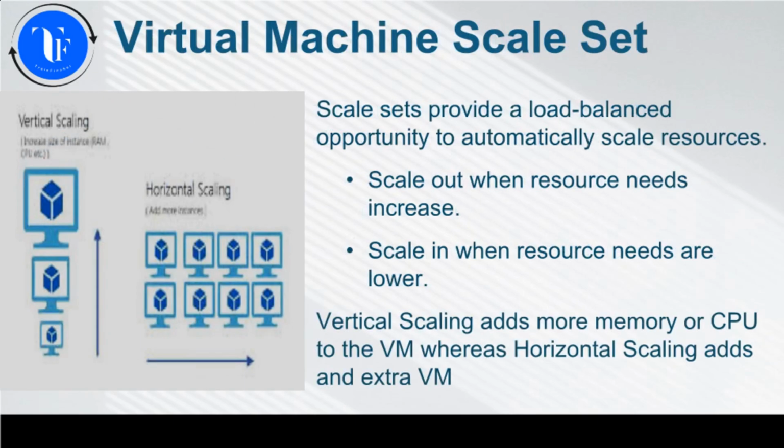Virtual machine scale sets provide a load-balanced opportunity to automatically scale resources. Scale out when resource needs increase. Scale in when resource needs are lower. Vertical scaling adds more memory or CPU to the same virtual machine, whereas horizontal scaling adds more virtual machines of the same size.